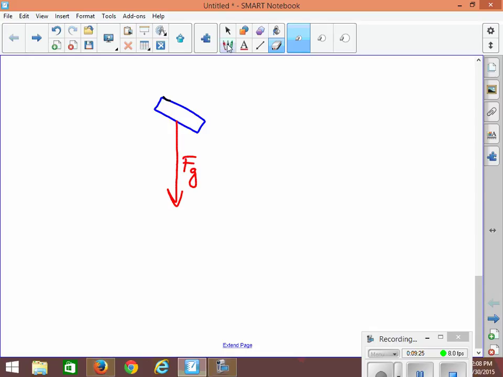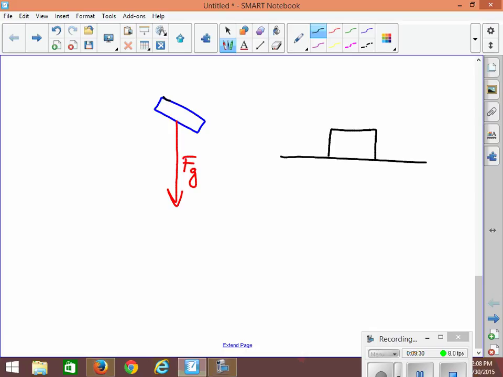A more common free body diagram would be a block for, let's say, your car. Well, your car would have on the ground a force of gravity, and of course then that means that the ground would push up with a normal force. And that's good. The forces are balanced up and down, so the car doesn't fly into the air, nor does it sink into the ground.